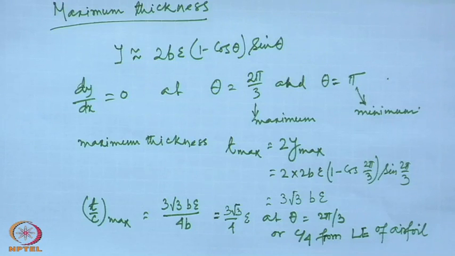So, the maximum thickness of the Zhukovsky airfoil is at quarter chord from the leading edge. At the leading edge, of course, the thickness is 0. So, from 0 to the maximum thickness it increases within a distance C by 4 and then again it becomes 0 from C by 4 to 2 at C.